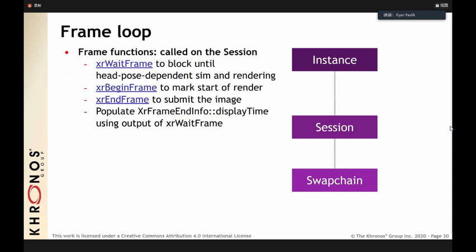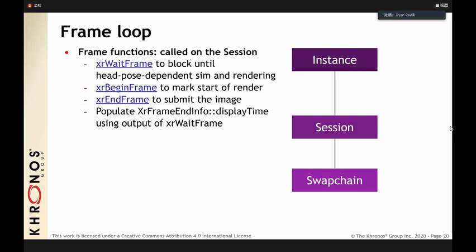Within your application's frame loop, there are 3 functions with frame in the name that control the life cycle of a frame. XR wait frame is a scheduling call. When you call it, it blocks and does not return until the runtime determines that you can proceed with head pose dependent simulation and rendering. It also provides you with the predicted display time for the frame you're about to start working on rendering. You'll use this time in all of your calculations and all of your space locations.